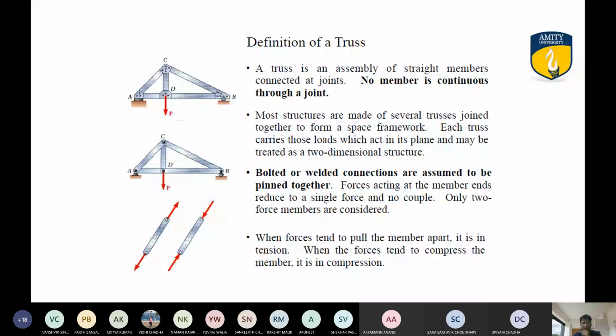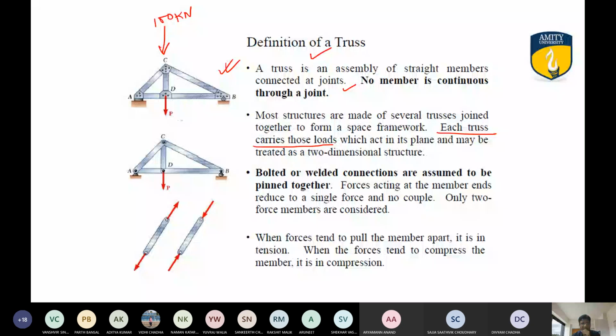Now tell me one thing. If a load, let us say 100 kilonewtons, is acting on this truss, will there be some stress generated in the members or not? How many members are there in this truss? How many members can you see here? Four? Five? Okay, name them.